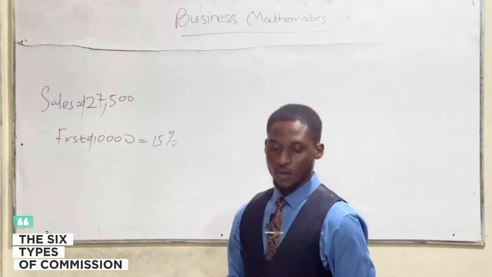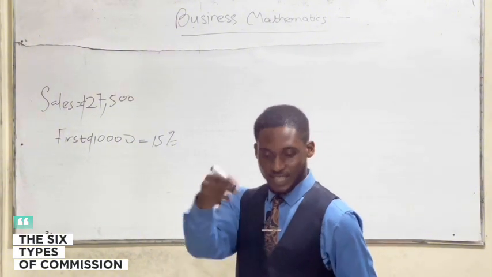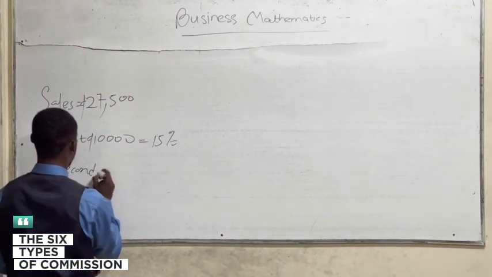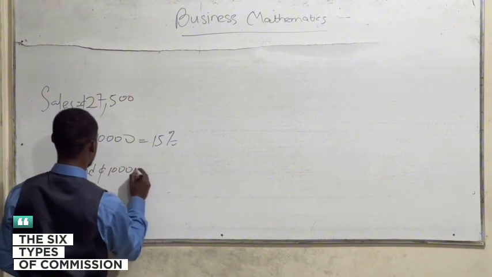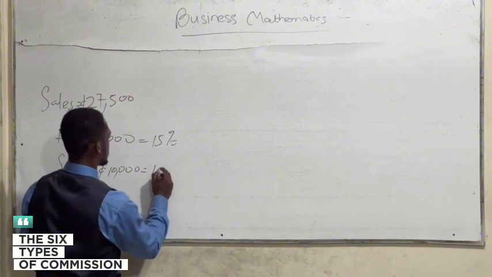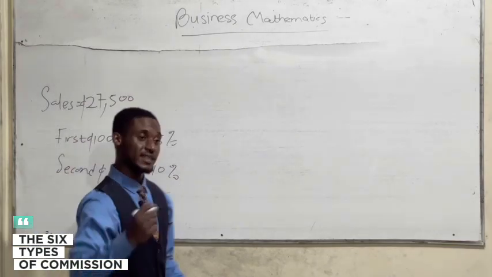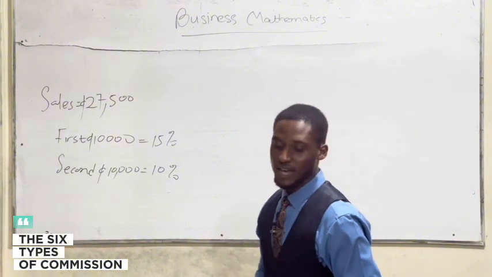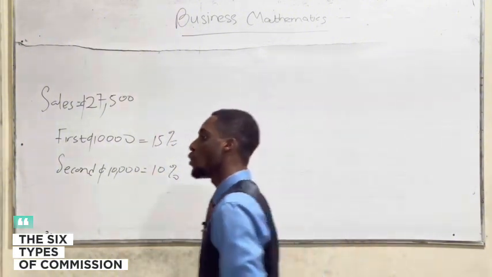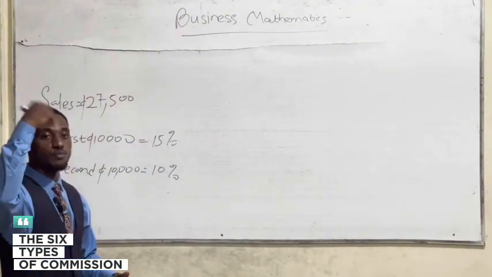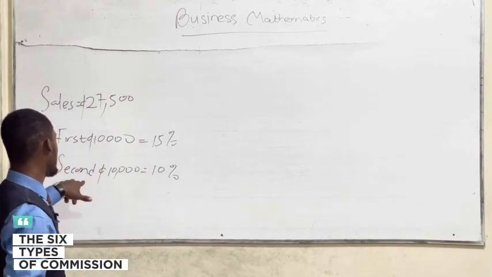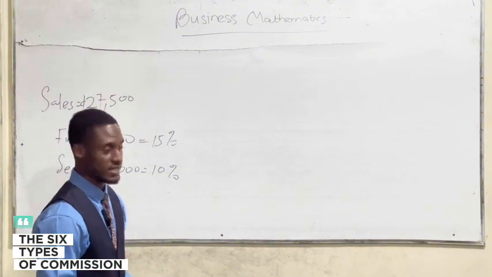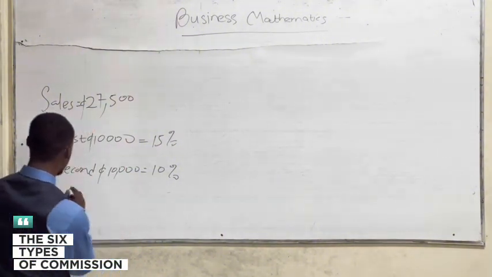Now commission on the next, this is the second 10,000 cedis she gets. The second 10,000 cedis she gets additional 10% and 5% on all other sales. So all other sales means other sales that will be made after the first and second sales made. So that one is assured of 5%. So other sales.